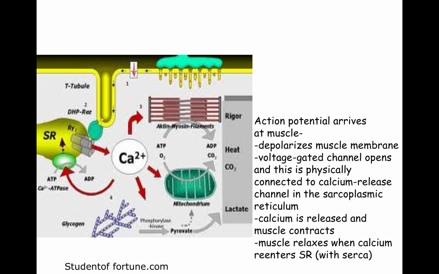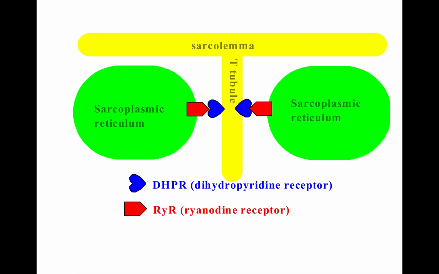And then in order to get relaxation, you need your sarcoplasmic reticulum pump to be activated, which pumps calcium out of the cytoplasm back into the sarcoplasmic reticulum with the action of ATP. Here is another diagram to show you how these things are arranged. Sarcoplasmic reticulum and the T tubule are all connected. Okay, they're all one part of one membrane.